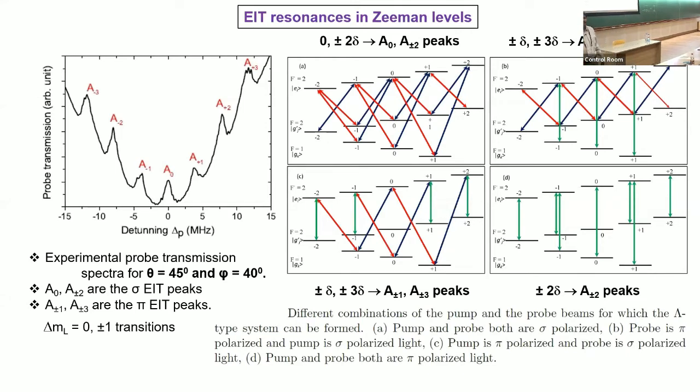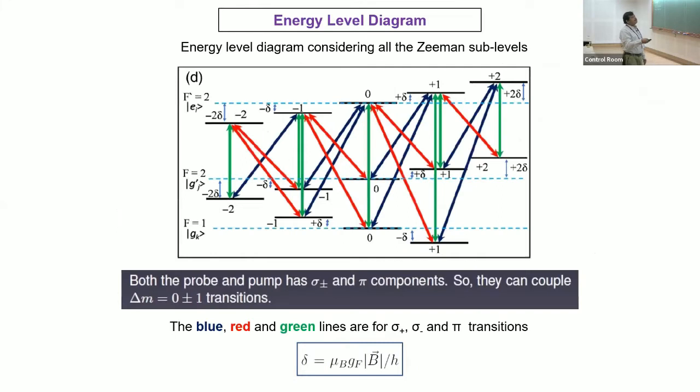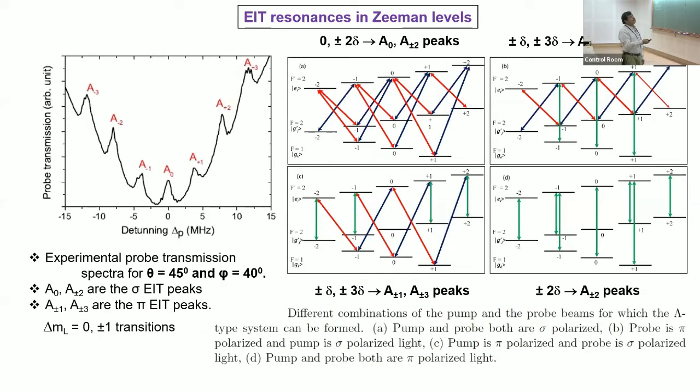Okay, fine. Thank you. So how to identify these seven EIT peaks from a complicated picture like that? What we did is that we broke the picture down in a simplistic way. Since the electric field, due to this arbitrary direction, has all the components of sigma and pi, these are the 4 pictures: A, B, C, D. A is pump and probe both sigma polarized, in another the probe is pi polarized and the pump is sigma polarized over here.